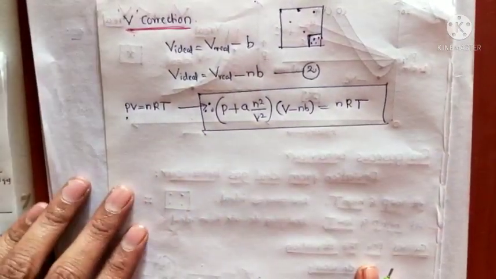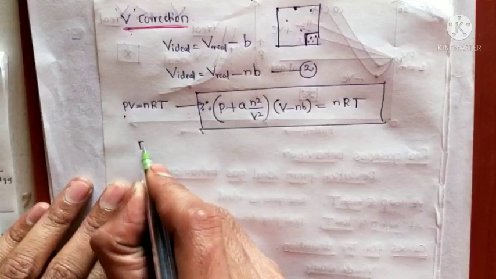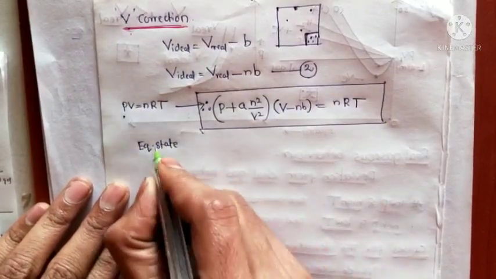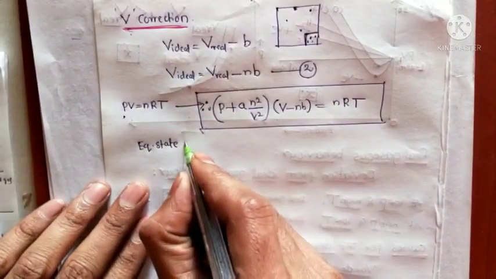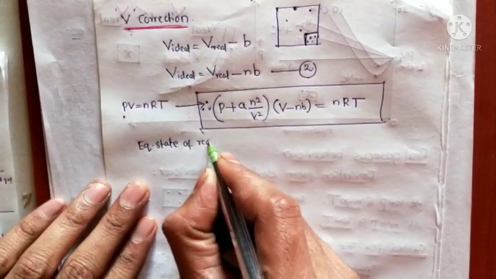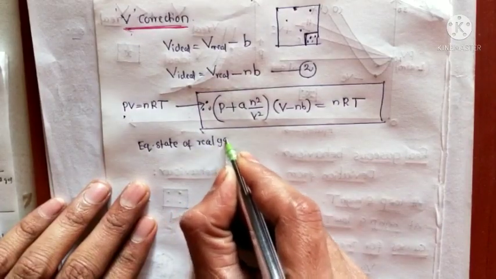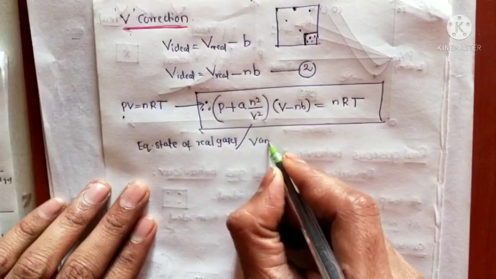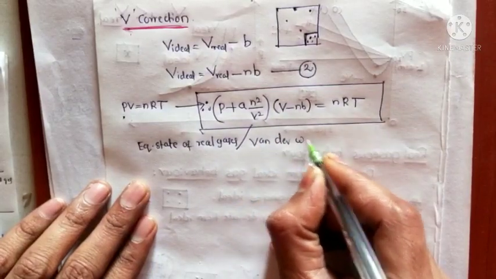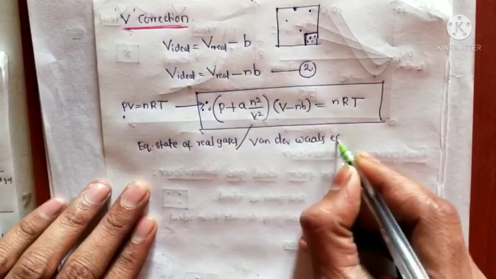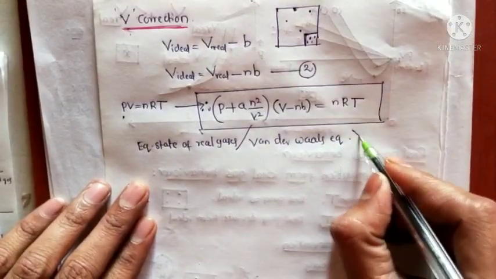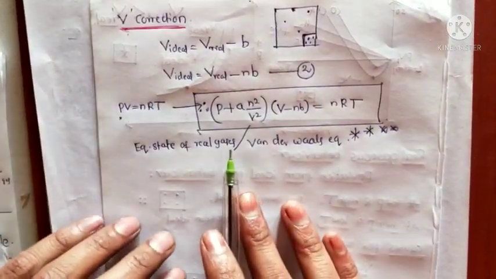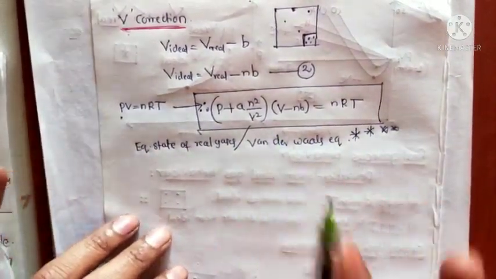So this is called the equation of state of real gases, and it is also called the van der Waals equation. This is a very, very important equation for multiple choice questions as well as for deriving the van der Waals equation. Very, very important.